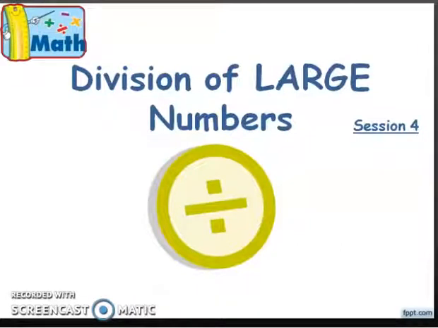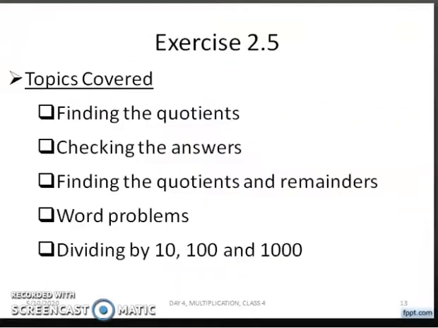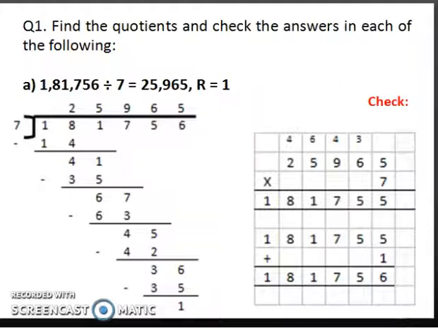So dear students, as we have done a short part of today's session, which dealt with horizontal multiplication with zeros, let's continue with exercise 2.5, which deals with division of large numbers. The topics we are going to cover in this exercise are finding the quotients, checking the answers, finding the quotients and the remainders, some word problems, and division by 10, 100 and 1000. These are the topics in the complete exercise. We will do only 2 questions today, and the remaining exercise we will be doing in session 5 tomorrow.